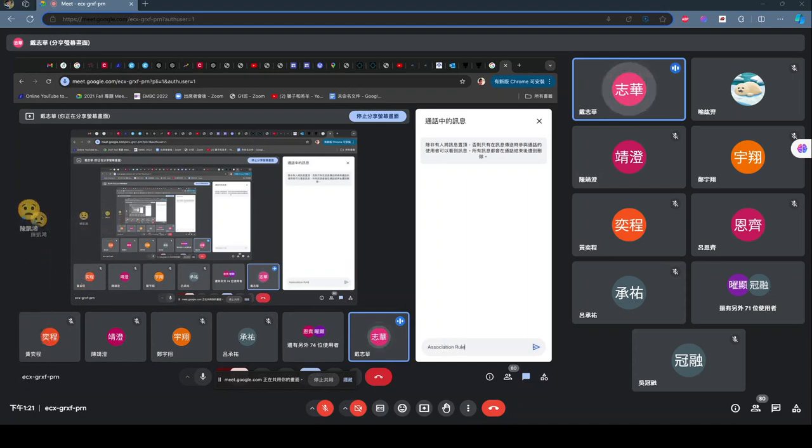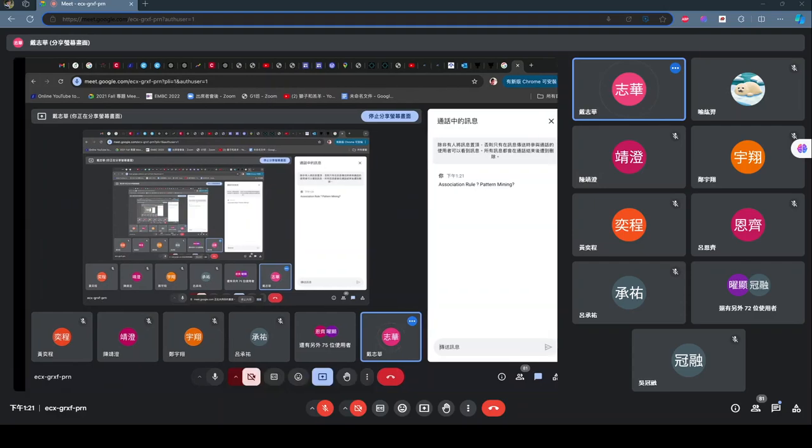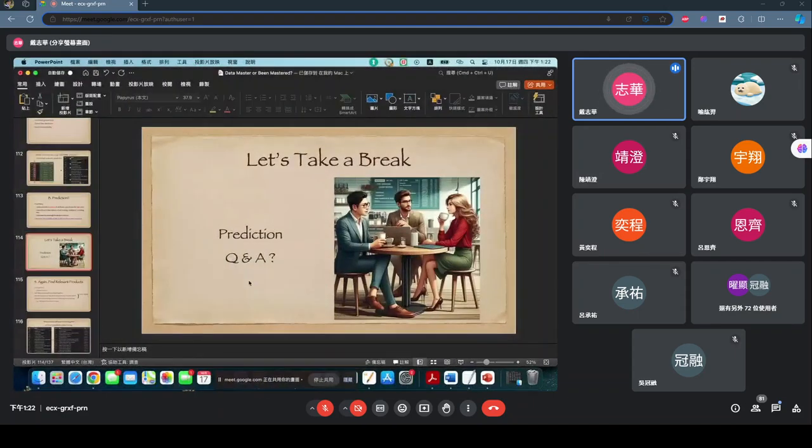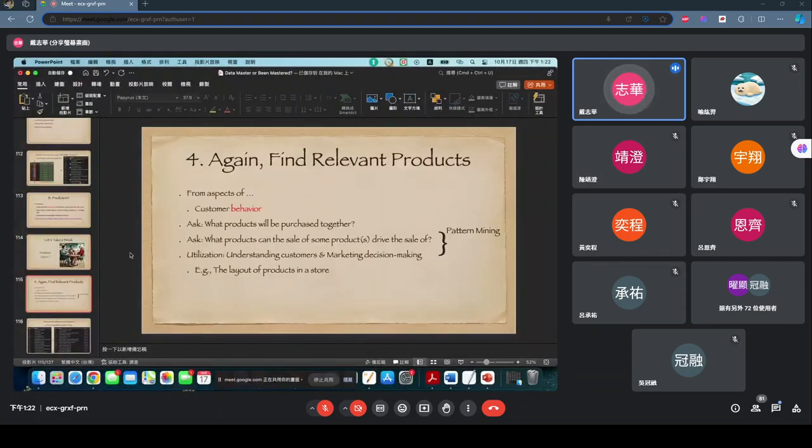Association rule pattern mining. No, not yet. Okay, that's what I want to make sure. Where is the progress? Where is the next part we should go into?